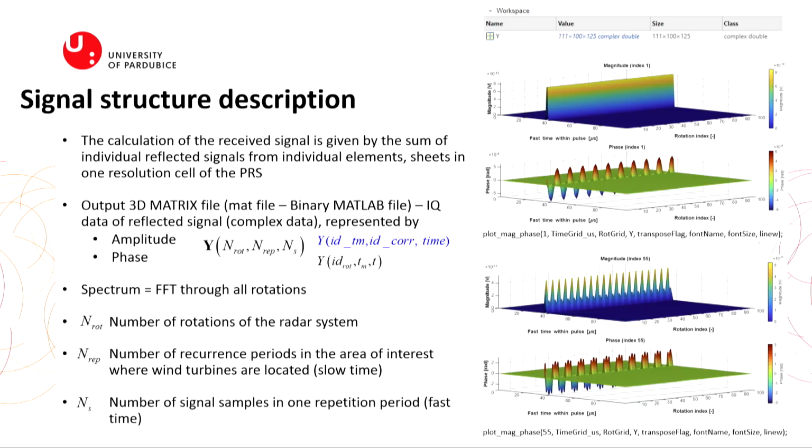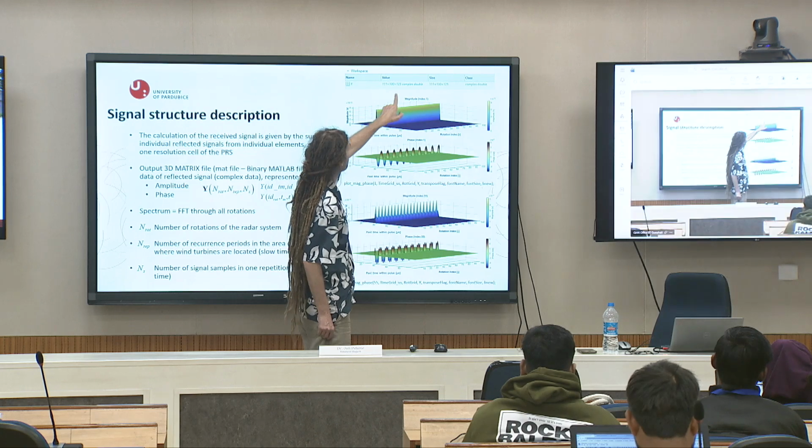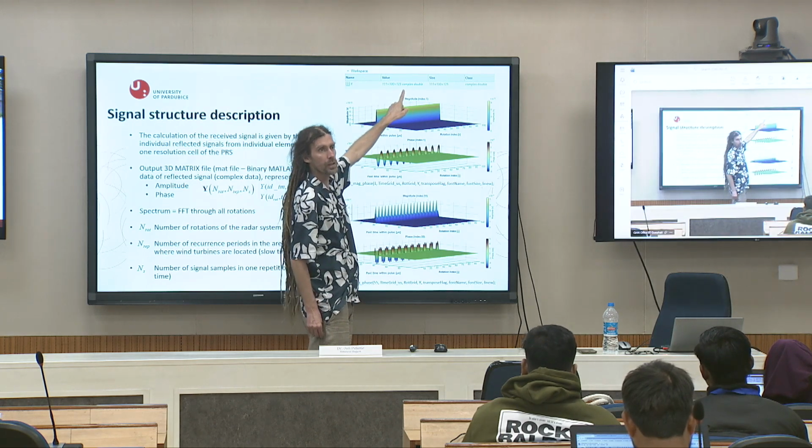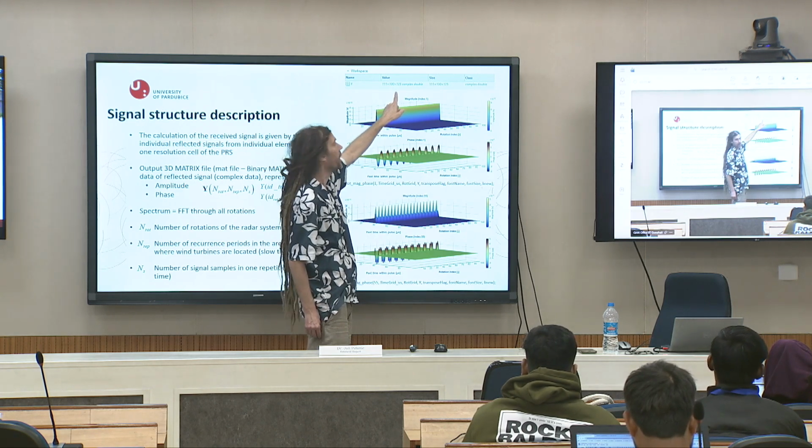This is our signal structure description. What you can see is just from the workspace. It is a 3D complex double, so it is this 3D matrix of IQ data.